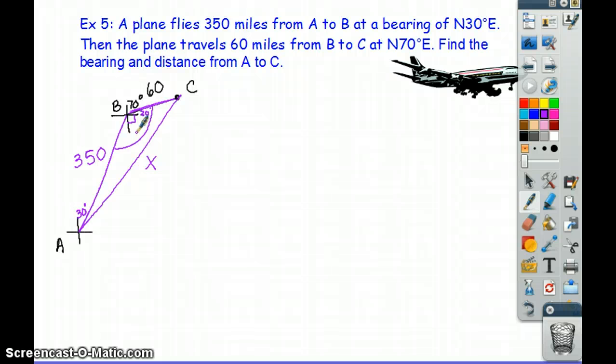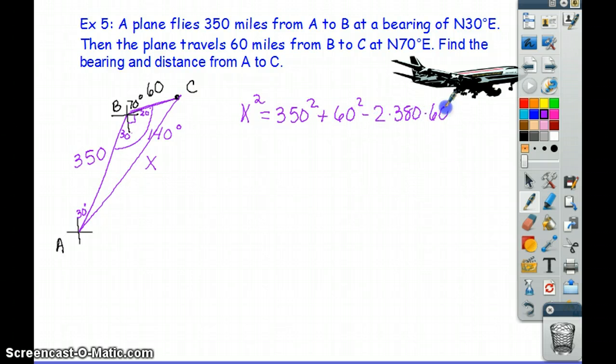Well, what would that be? Yeah, it would be 30 right here. We've got alternate interior angles. So since this angle's 30, this is 30. 20 plus 90 plus 30 gives us 140 degrees. So now we have enough to go ahead and find the distance from A to C using law of cosines. X squared equals 350 squared plus 60 squared minus 2 times 350 times 60 times the cosine of 140 degrees.